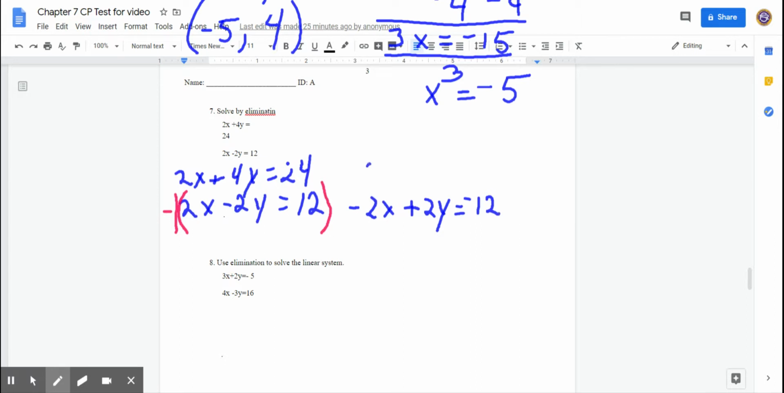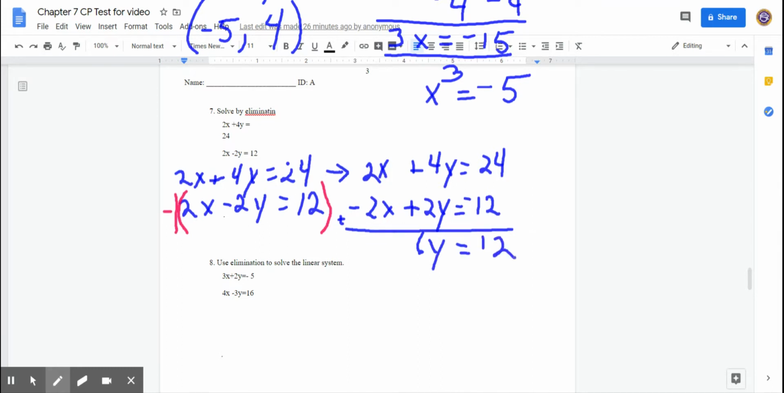Now I'm going to just write my first equation over because it doesn't have to change. And now, since my x's are opposites, I can add. So 2x minus 2x is 0. 4 plus 2 is 6y. And 24 minus 12 is 12. Divide by 6 and y equals 2.